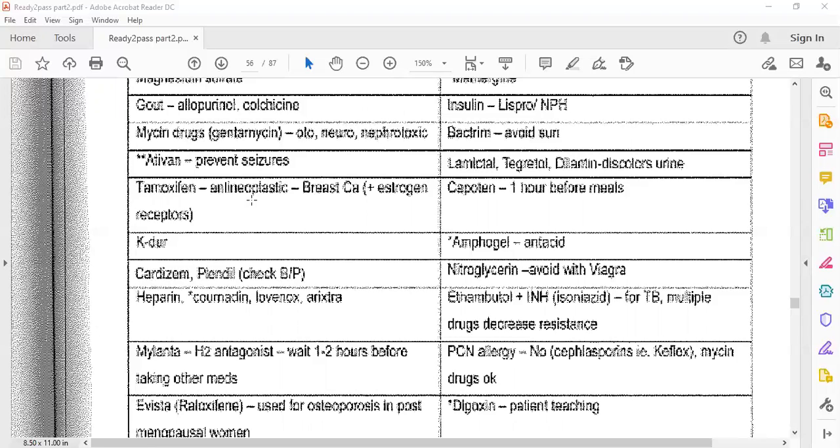Another medication here is called K-Dur. Okay, it's called K-Dur.